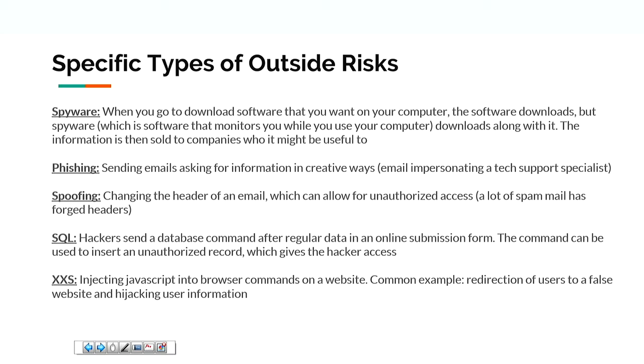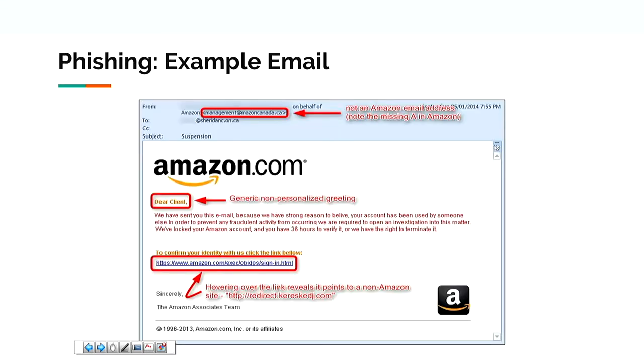SQL injection is another example. Hackers can send a database command after regular data in an online submission form. The command can be used to insert an unauthorized record, which gives the hacker access. XSS is another example where hackers inject JavaScript into browser commands on a website. Some common examples are the redirection of users to a fake website and hijacking user information this way. Here's an example of a phishing email that's trying to impersonate Amazon.